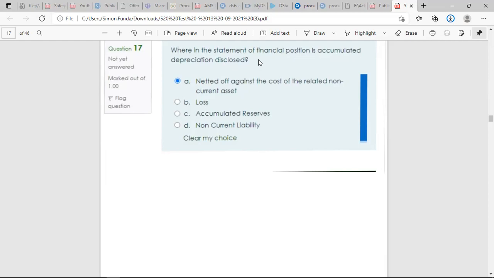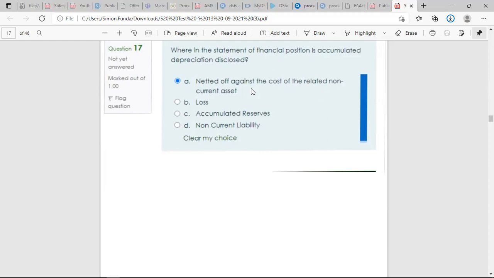So the answer is netted off against the cost of non-current assets, and not loss, not accumulated reserves or non-current liability. So how we treat accumulated depreciation, we net it off against the non-current assets. For example, we have a motor vehicle which is being depreciated every year.